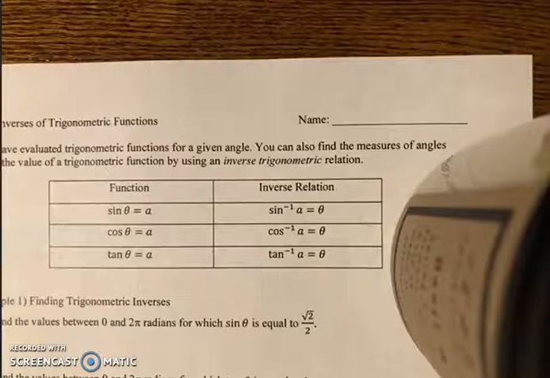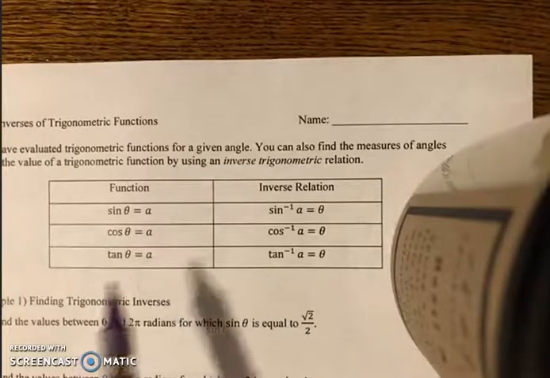Now what we're going to do with an inverse is I give you the side length or the value, and then we're going to find theta in degrees and in radians. The easiest way that I can do this is just to show you examples, but first I just want to talk about notation really quick.